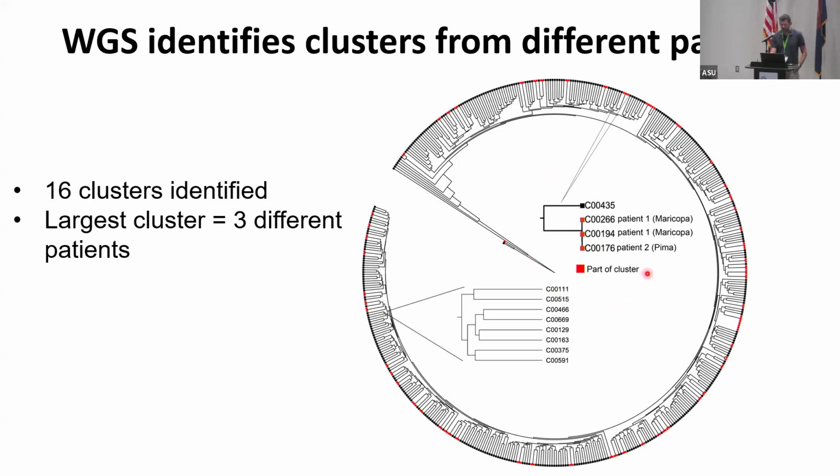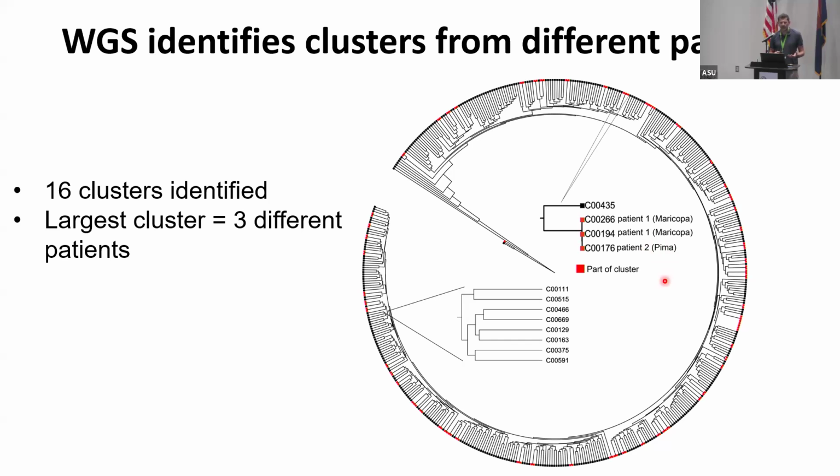Up here on the right, though, we see cases where some genomes are very similar to each other. When we dig a little bit deeper, we see that these are from two different patients, one from Maricopa and one from Pima counties. So you can see we have duplicates here, but this is a separate patient. These are clusters where we see isolates that are very similar to one another, and that could inform further investigations.